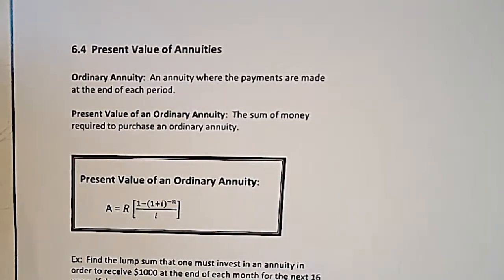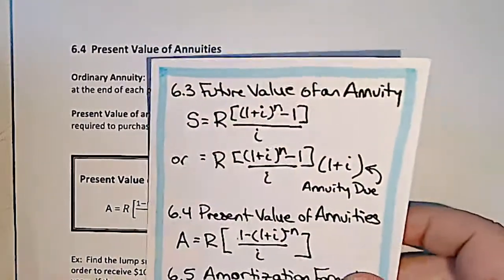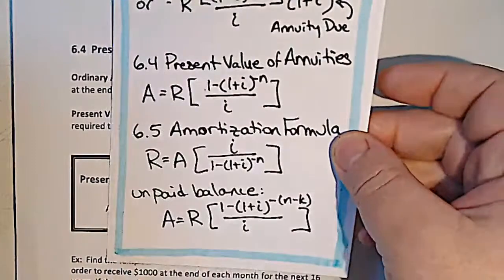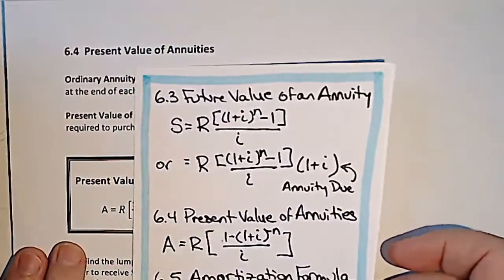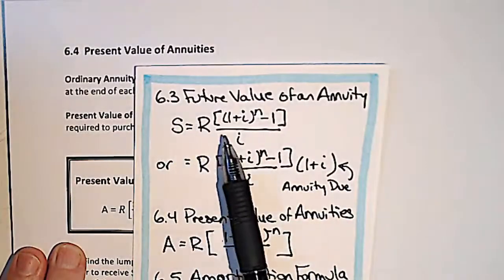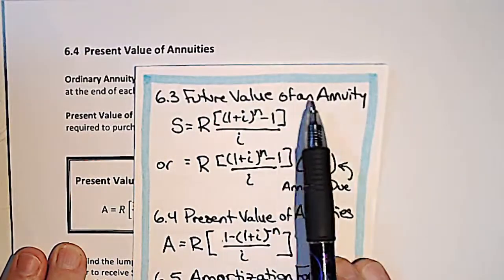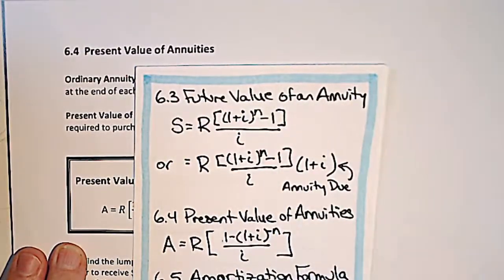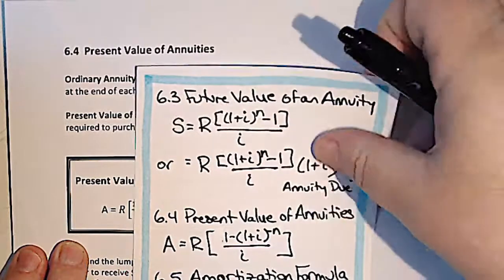Okay, so what the heck is going on in 6.4, which sounds just like 6.5? Well, in 6.3, I made this helpful card, which I will scan and it'll be part of your notes. I'll just remind you that in 6.3, we have this formula, which is the future value of an annuity. So if we put money into an account over and over again, how much will it be worth at the end?